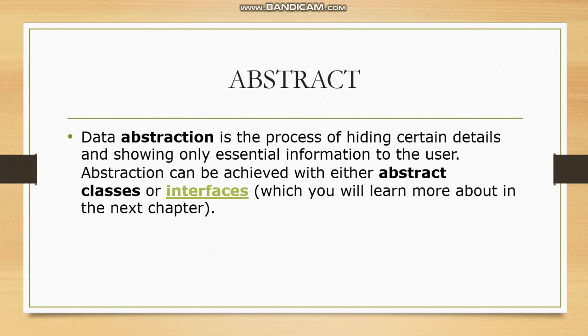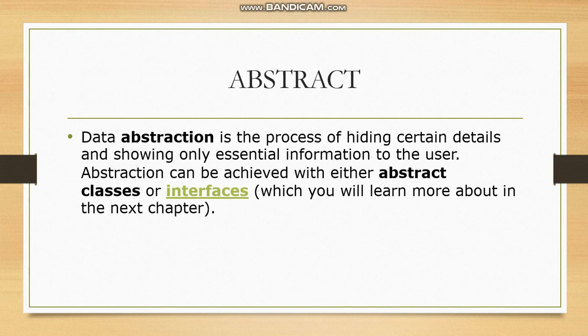The next is abstraction. Data abstraction is the process of hiding certain details and showing only essential information to the user. Abstraction can be achieved with either abstract classes or interfaces, which you will learn more about in the next chapter.